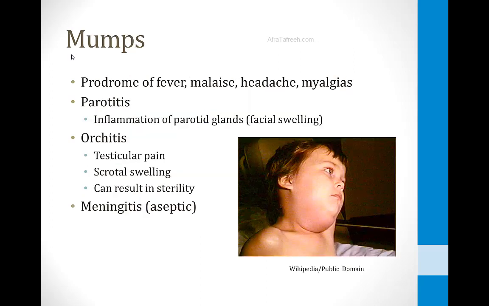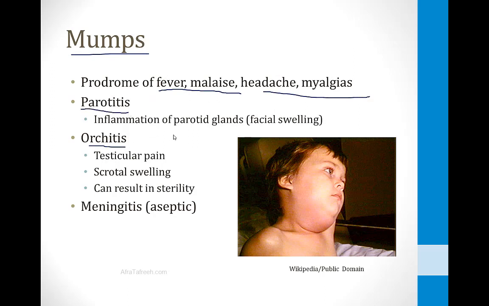The mumps virus causes mumps, and the name rhymes with the word bumps, and that can remind you that this causes bumps or swellings in several places of the body. It begins as a prodrome that is fairly nonspecific, including fever and malaise and headache and myalgias. The two characteristic findings are parotitis and orchitis.